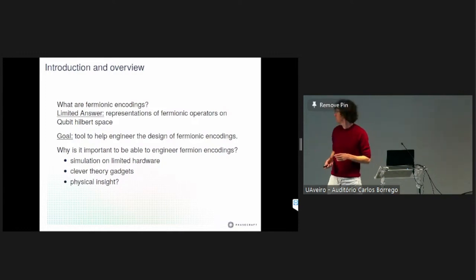Other reasons that might be valid are clever theory gadgets, right? If you're trying to prove something about complexity theory, like the previous talk, then you might want to construct some bespoke transformation which buys you some interesting properties. Another reason worth considering is that by better understanding the correspondence between fermions and spins, we might learn something interesting about the physics of these systems, something about the nature of fermions in the real world.